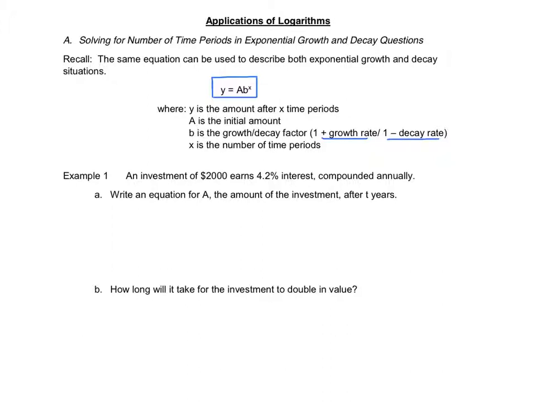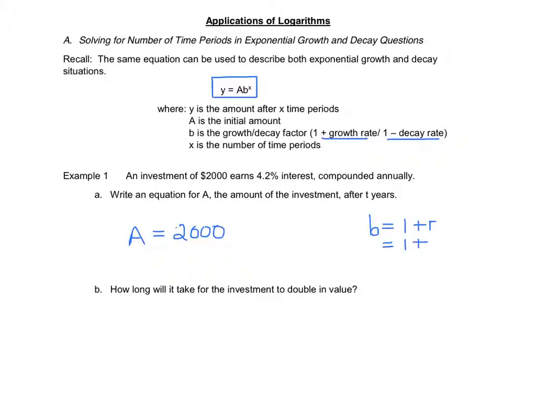So for example, if we have an investment of $2,000, which earns 4.2% interest compounded annually, it says write an equation for A, the amount of the investment, after t years. So we're using A instead of y in this equation for our final amount. The investment starts at $2,000, so that's our initial amount. Now our B value is going to be calculated as 1 plus R, where R is our growth rate, or in this case our interest rate.